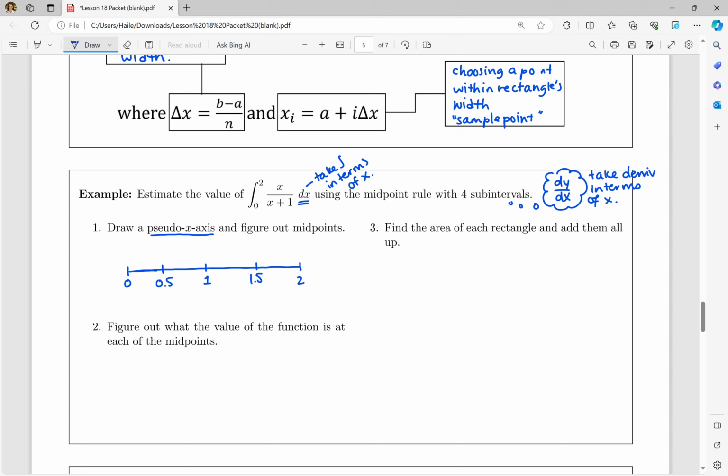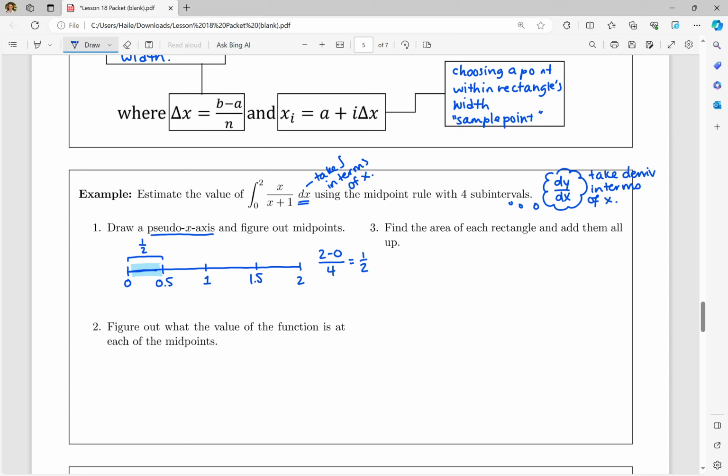Another way we could do this is to find the width of each interval. Remember, delta x is equal to b minus a over n. So we could do 2 minus 0 over 4, and sure enough that gives us 1/2. If I took one interval, the width of that interval was 1/2, and that's true for every single interval.